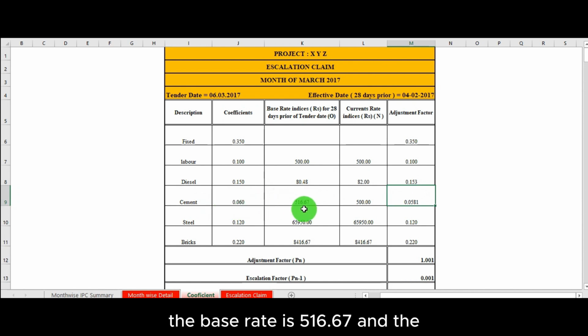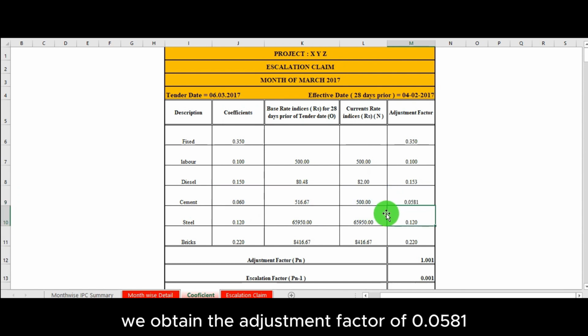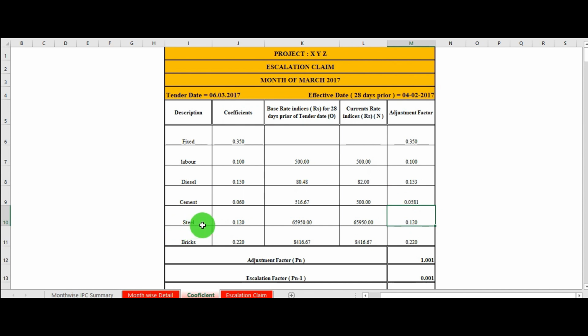The base rate is 516.67 and the current rate is 500. By calculating them, we obtained the adjustment factor of 0.0581. Now the coefficient given for steel is 0.120.